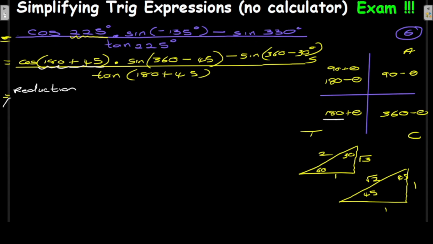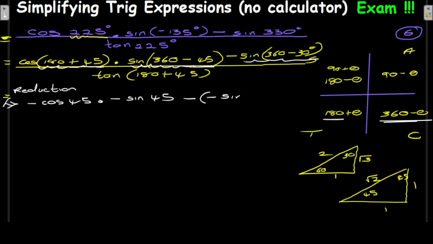So when we were given cos(180 plus 45), you look at where you have 180 plus 45 and what letter is in there. If there is T, that means only tan is positive in that quadrant. So whatever you have before your angle, it means it is going to be negative. In this case, we have negative cos 45. And for sine, we're also going to have negative sine 45. Why? Because sine(360 minus 45) is negative in the 4th quadrant.